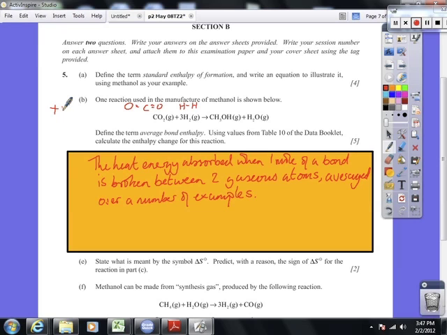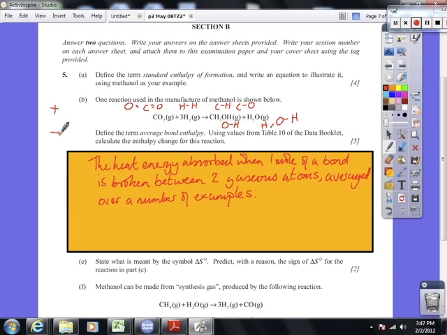We look at the bonds made in the products, and we have 3 carbon-hydrogen bonds. We have 1 carbon-oxygen bond. We have 1 oxygen-hydrogen bond. In the water molecule, we have 2 oxygen-hydrogen bonds that are made in the reaction process. Energy is going to be given out when they're made. You're going to have the negative values of those given in the data booklet.